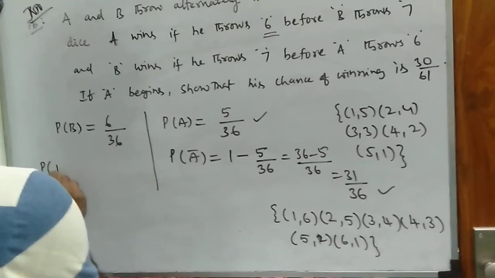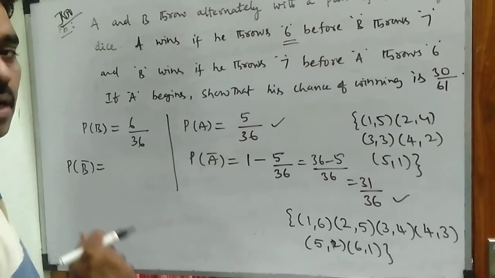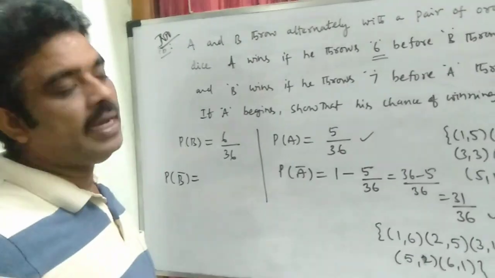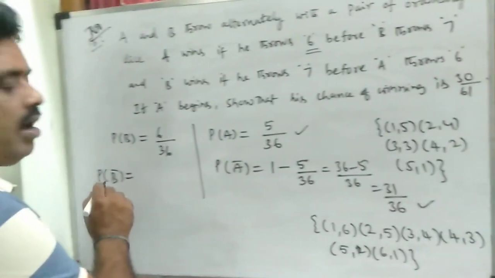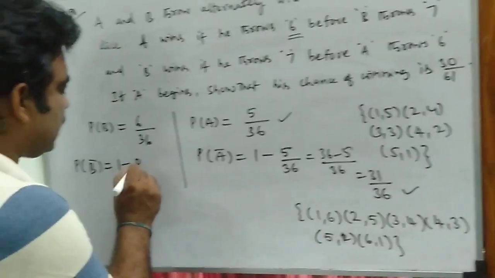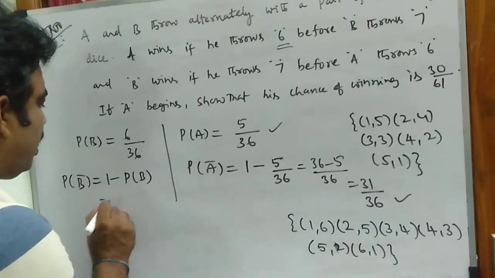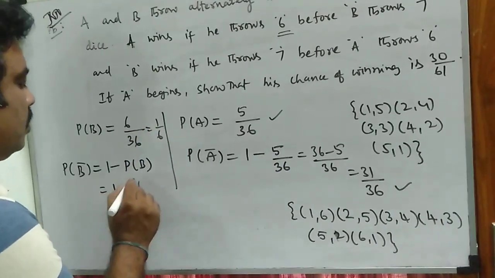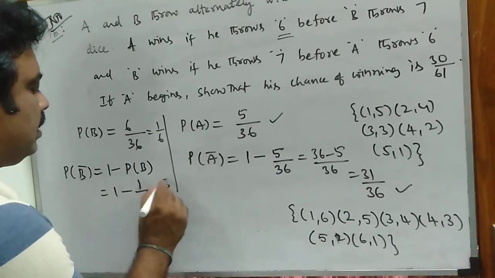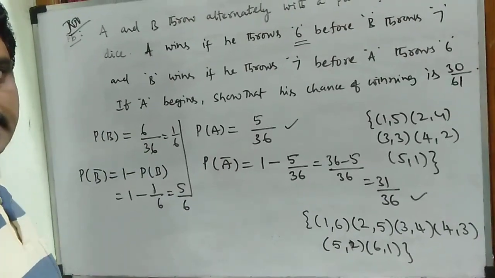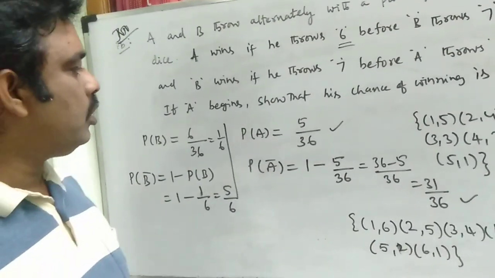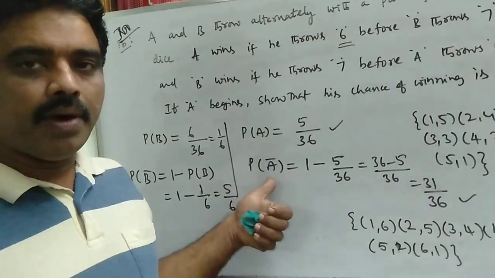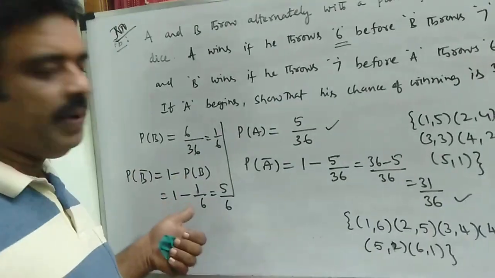And P of B bar, that means the probability of not throwing 7 by the candidate B. It is 1 minus P of B as per the formula. 1 minus 6/36 is nothing but 1/6. So 1 minus 1/6 is equal to 5/6. Now we have reached the values P of A, P of A bar, P of B and P of B bar, right?